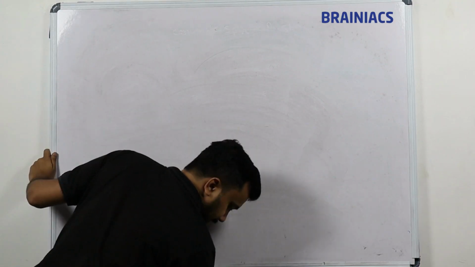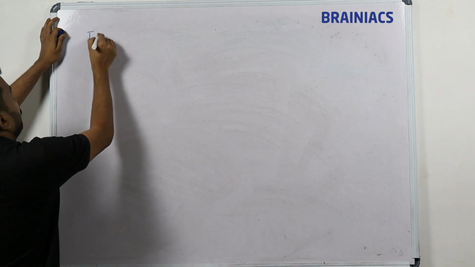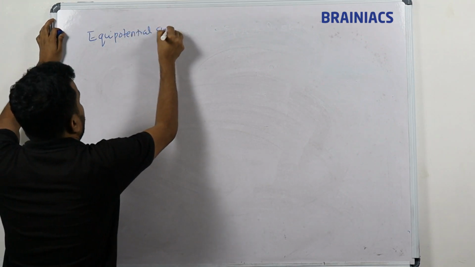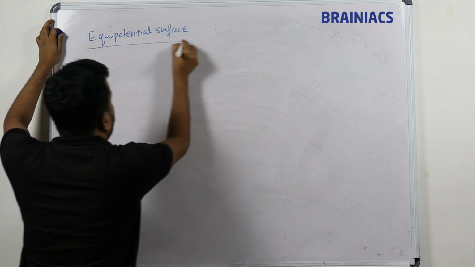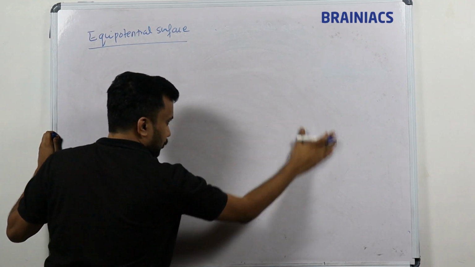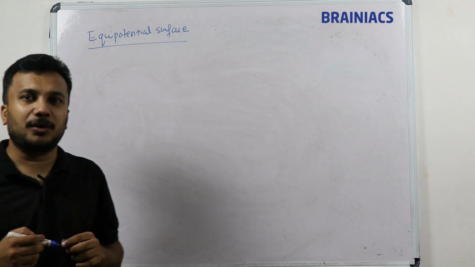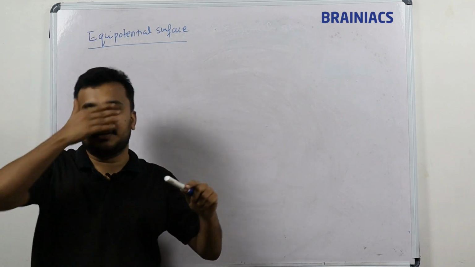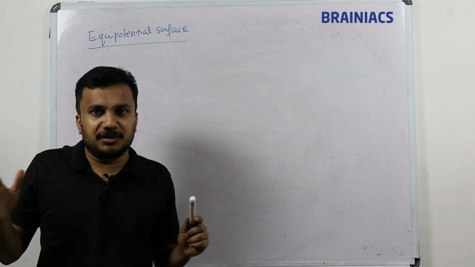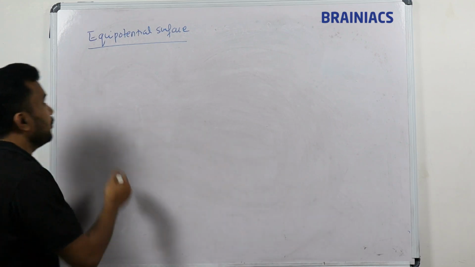Okay, so we'll write the next topic heading, which is the most important one, called equipotential surface. Very important. Your full attention is needed for this one, then the concepts will be very clear. Equipotential, what is equality? Equality means same, right? Everywhere it is same. So equality means it is same, potential means voltage, so equipotential means same voltage. So all over it is the same voltage, that is called an equipotential surface.